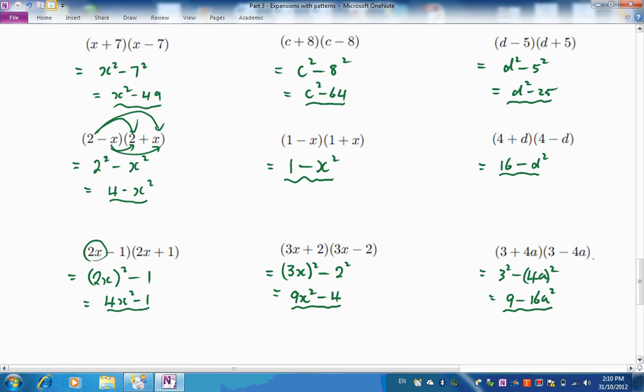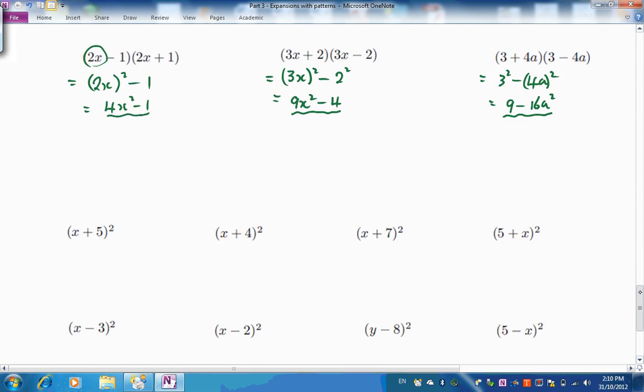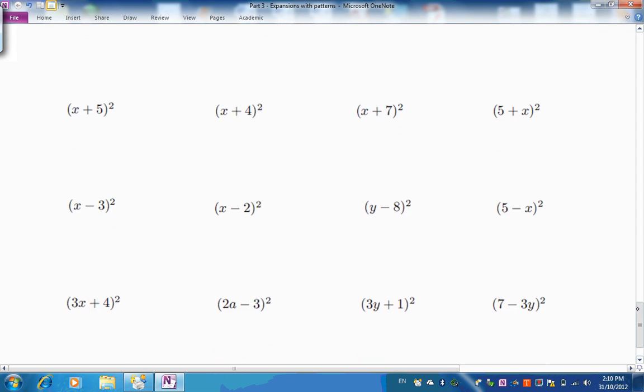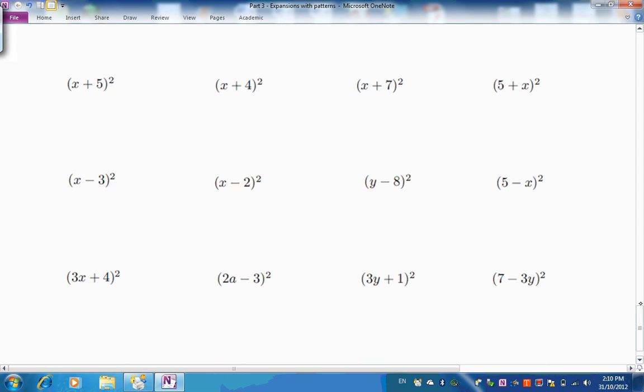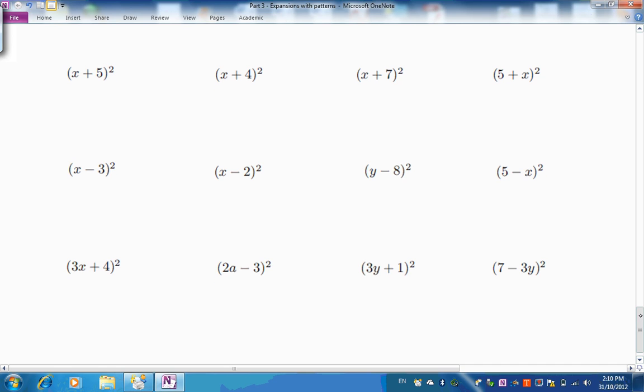And now I'm going to go on to your final exercise in seeing if you can work with x as a number. And here we have some little dudes here. What do you notice? These are all perfect squares. So their pattern is different, isn't it? It's the first term squared plus twice the product of the two terms plus the second term squared.